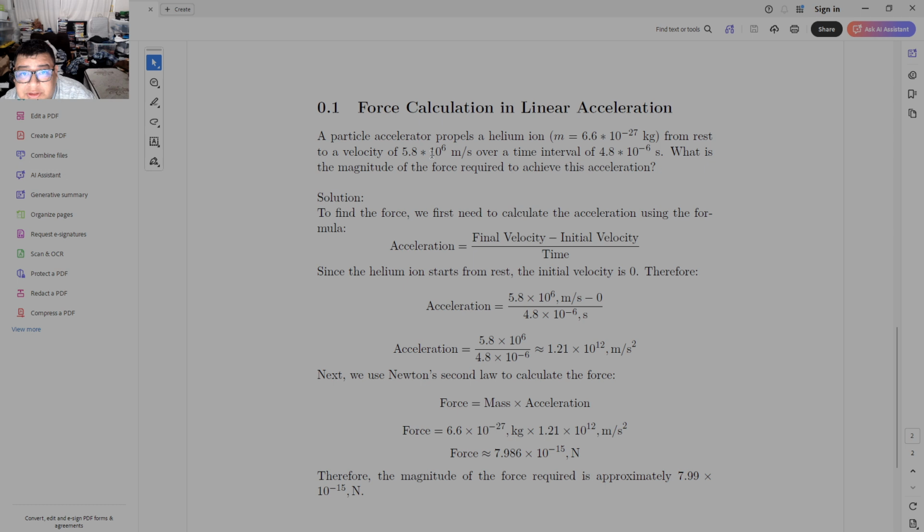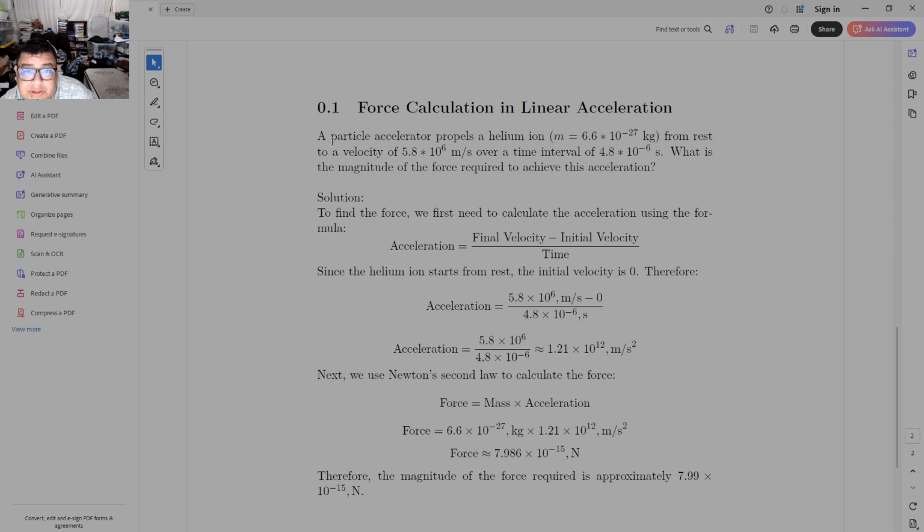In this video, we'll be computing an exercise that requires finding a force in linear acceleration. For that, we're going to need Newton's second law. Basically, this problem can be solved using Newton's laws and some basic kinematic equations.